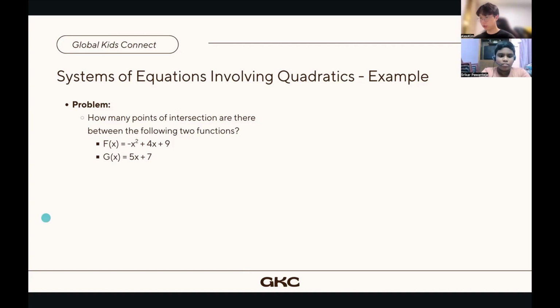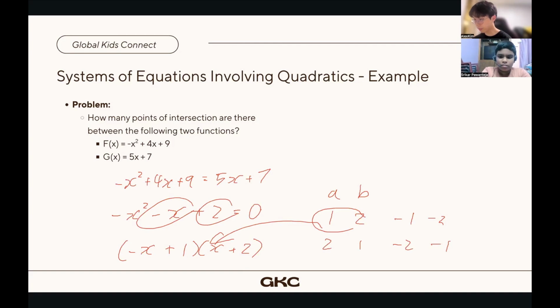And so, if we go back, because we factored it out, we can now solve the question and say that the solutions are x equals +1 and x equals -2. And because we get two values of x for the intersections, we can say that there will be 2 points of intersection between the two formulas.